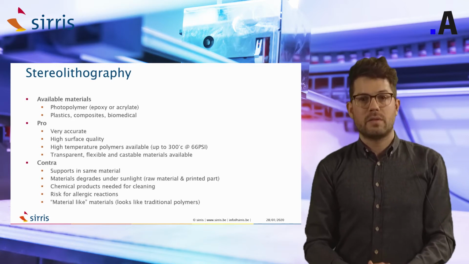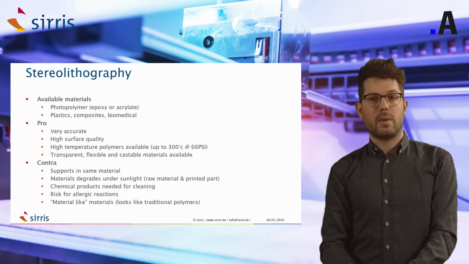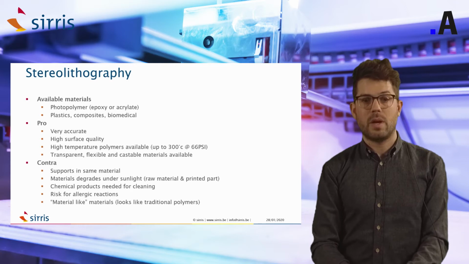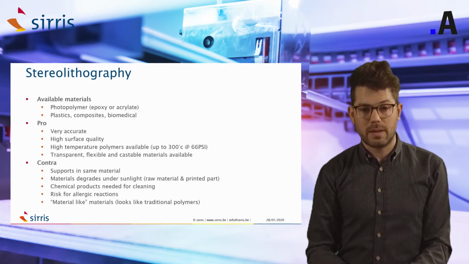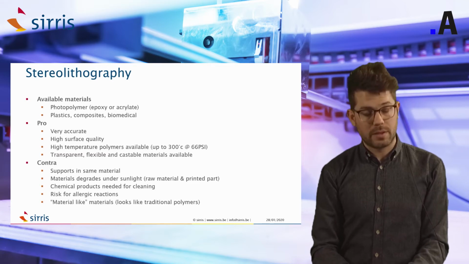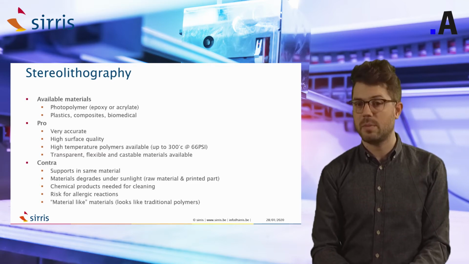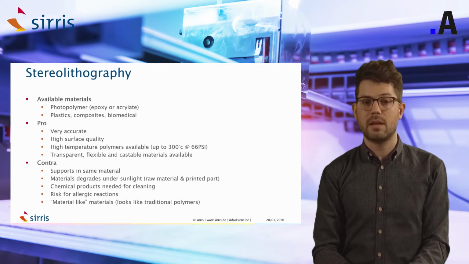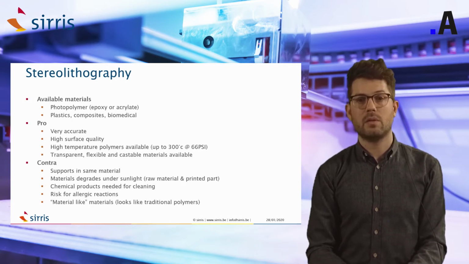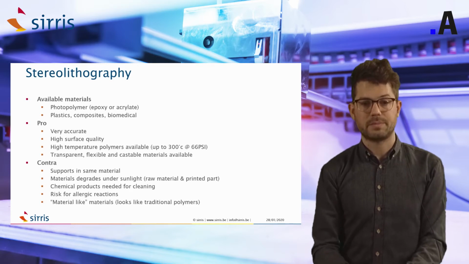The advantage of this technology and this material is that we can print with a very accurate tolerance. We have a very good surface quality. We have some polymers available which can reach very high temperatures, up to 300 degrees. And we can even print in transparent, flexible, or castable materials.